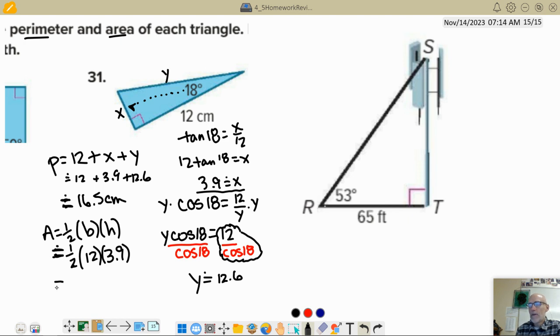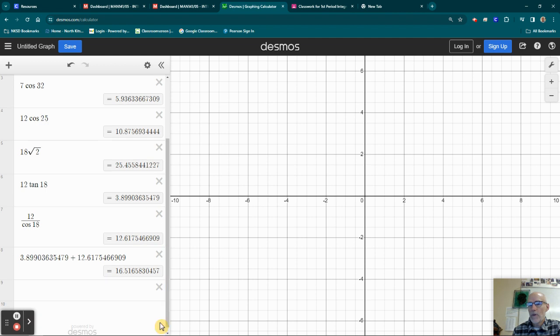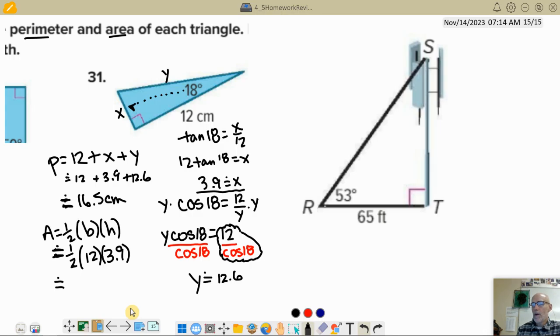And now let's see, what do I get with that? I'm going to go 6 because half of 12 is 6. 6 times the 3.9 number, right? So let's go down here and do 6 times the 3.9 number. So I got to grab this, Control C, Control V. I get 23.4. So my area comes out to be 23.4, and that's going to be square centimeters, right?